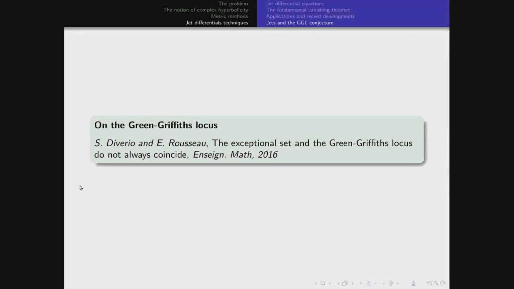And finally, the last work I wanted to mention concerns the results about the Green-Griffith locus I told you about in the last slide of my lecture. It's this article of Simone Diverio and Erwan Rousseau, in which they prove that the Green-Griffith locus is not always equal to the exceptional set.